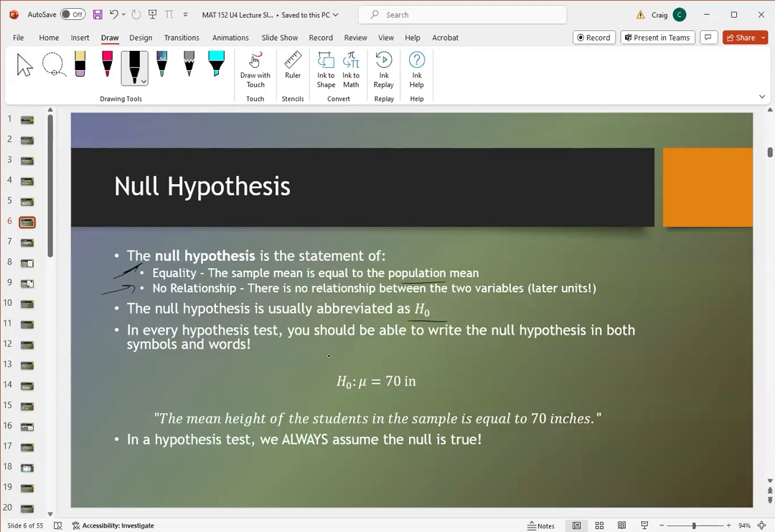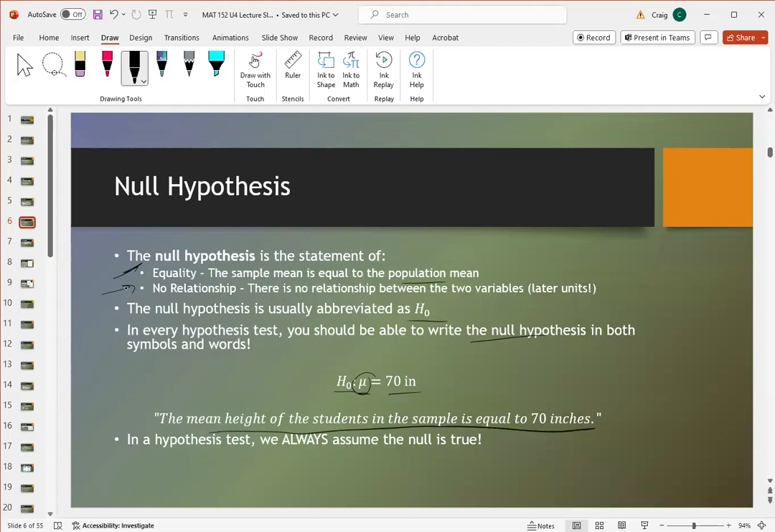Okay, in every hypothesis test, you should be able to write the null and the alternative hypothesis in both symbols and words. The symbols will help you with the words, and if you have trouble with the symbols, then the words will help you with the symbols. We write the abbreviation for the null hypothesis with a colon, and then we're saying that the mean height is equal to 70 inches, or in this case, the mean height of the students in the sample is equal to 70 inches, depending on whatever we're talking about.